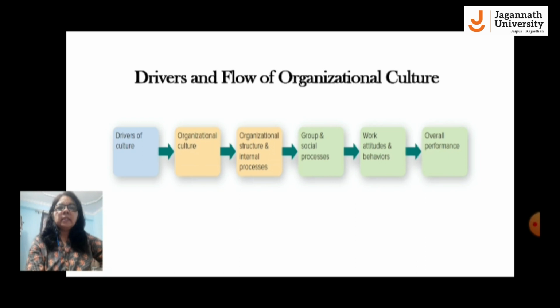Here we will discuss how the flow of an organization culture moves after the drivers. First, drivers of organization culture are there, and on the basis of those drivers, organizational culture is formed. That culture moves towards organizational structure and internal processes. From organization structures, it flows down to groups and social processes. Then the culture manifests in the work attitudes and behaviors of its employees at all levels, and finally it leads to overall performance. Whether that performance is effective or ineffective, organization culture has a major role to play in it. So by this, you must now understand that the flow of organization culture is always from top to bottom.